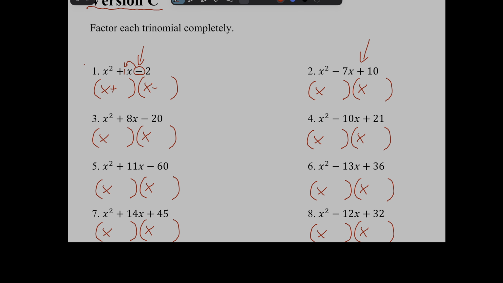Okay, well, what multiplies to 2 and subtracts to 1? 2 and 1, but which one goes with the plus and minus? Well, the bigger one is going to get the sign of the middle. So 2 is going to go plus, 1's going to go minus.